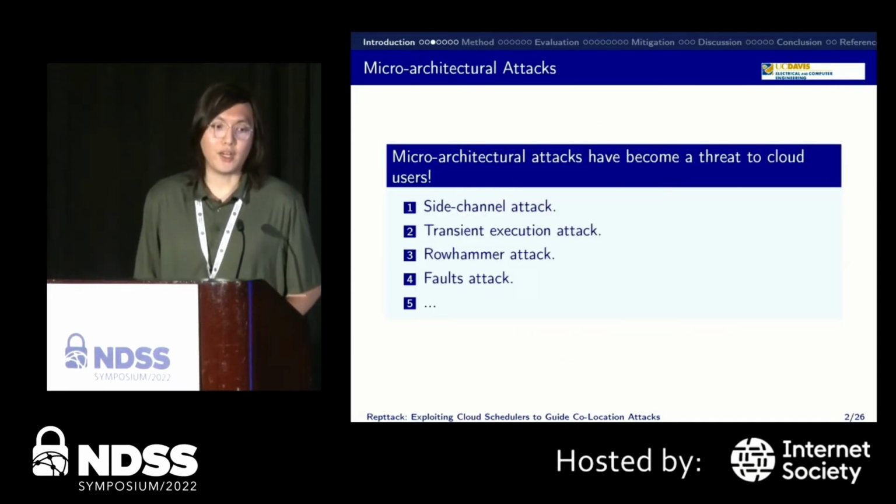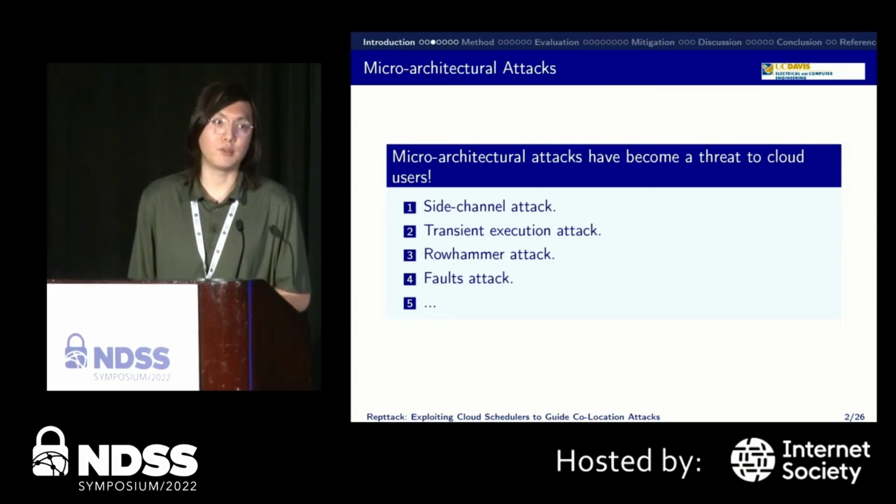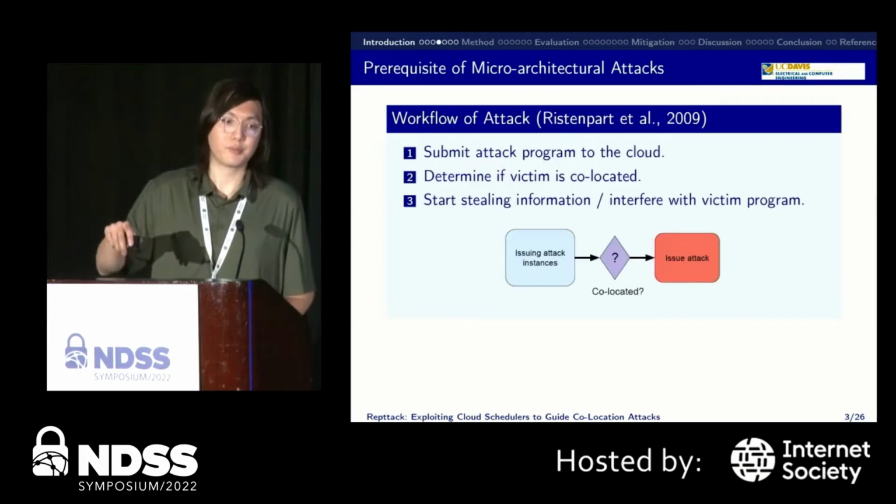For example, microarchitectural attacks like side channel attacks, transient execution attacks, Rowhammer attacks, and fault attacks. They have been proved feasible to deploy in a cloud environment. And they are all based on hardware design flaws, so it's very difficult to patch at the hardware level.